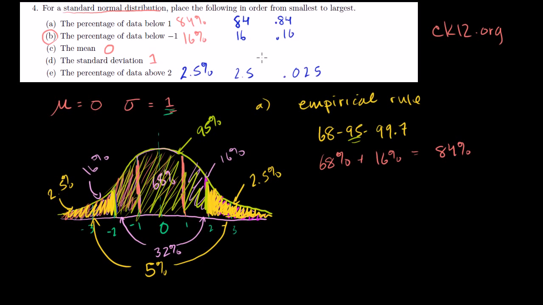This is just ordering numbers, so I shouldn't fixate on this too much. But let's just say that they're going with the decimals. They want it from smallest to largest. The smallest number we have here is C, that's 0. The next smallest is E, which is 0.025. Then the next smallest is B, which is 0.16. Then the next one after that is A, which is 0.84. And then the largest would be the standard deviation, D. So the answer is CEBAD.